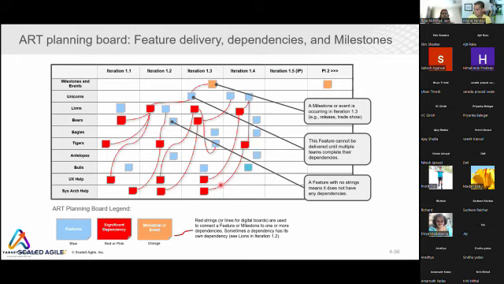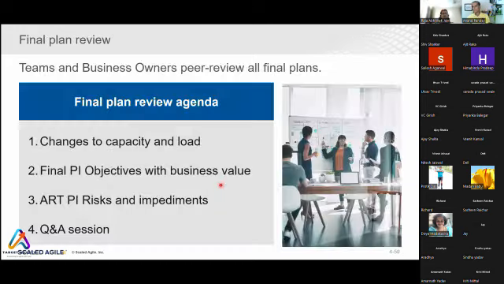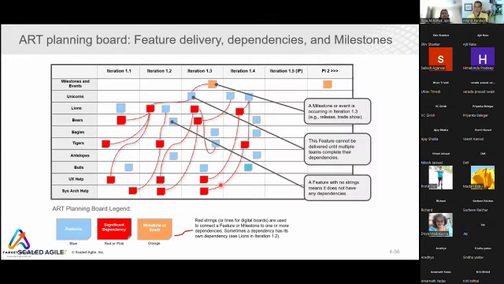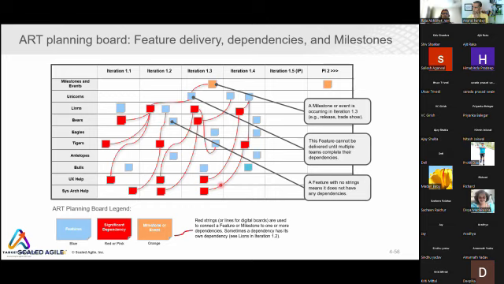So this is an ART planning board, which is made after all these discussions. During the final plan review, or before that, this is what your ART board looks like. I will give you piplanning.io, how you can create such boards where you can have the dependencies mapped or such relationships. I will show you that.